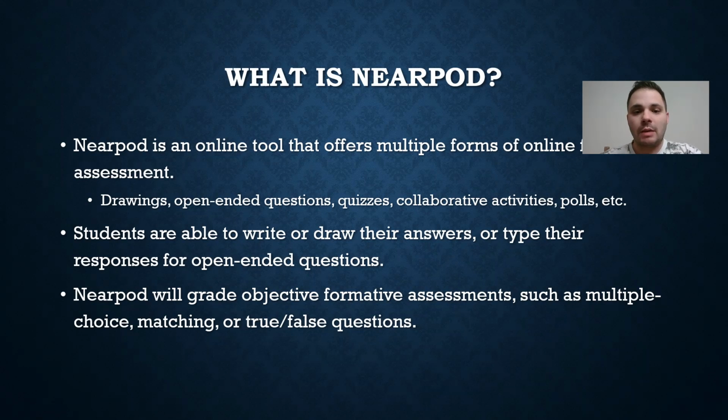Through Nearpod, students are able to write or draw their answers for specific questions, or they're able to type out their responses for open-ended questions. Any kind of subjective question like that would go directly to the teacher to grade. I'll talk about that again in a little bit as well. One nice feature about Nearpod is that it will grade objective formative assessments, such as multiple choice, matching, or true/false questions, automatically. And if you want them to, they will return those results to the students right away.